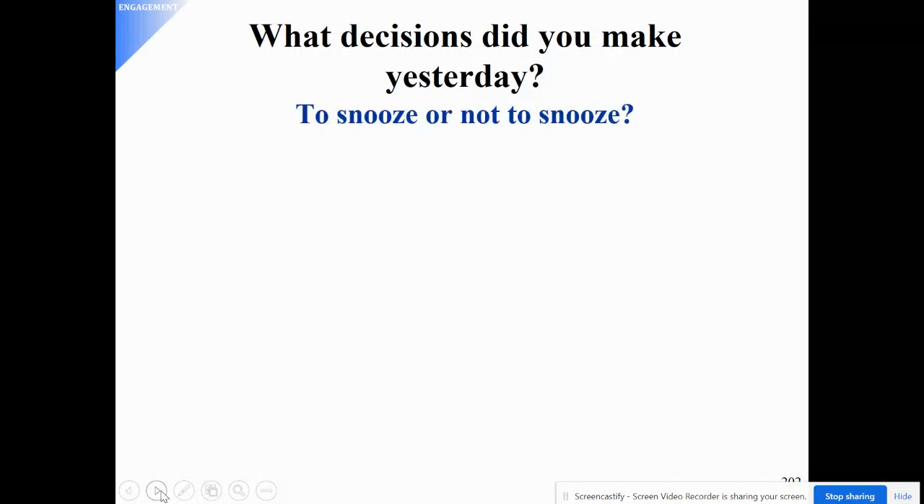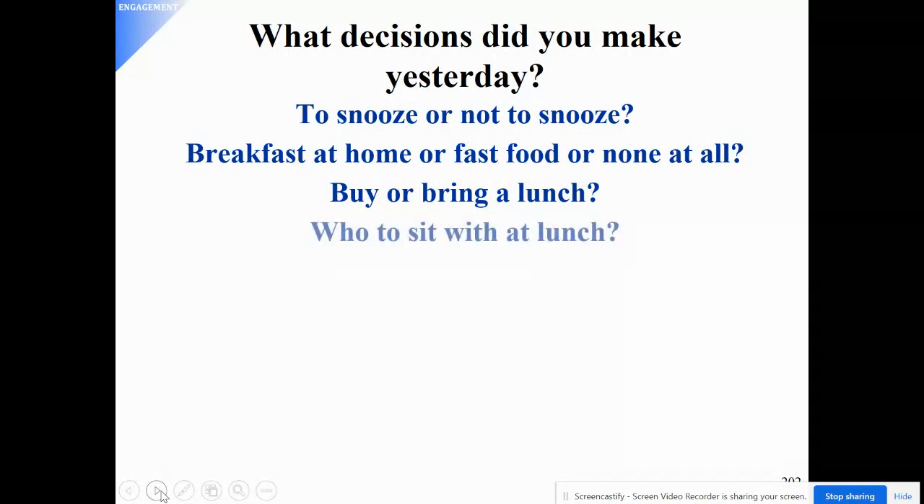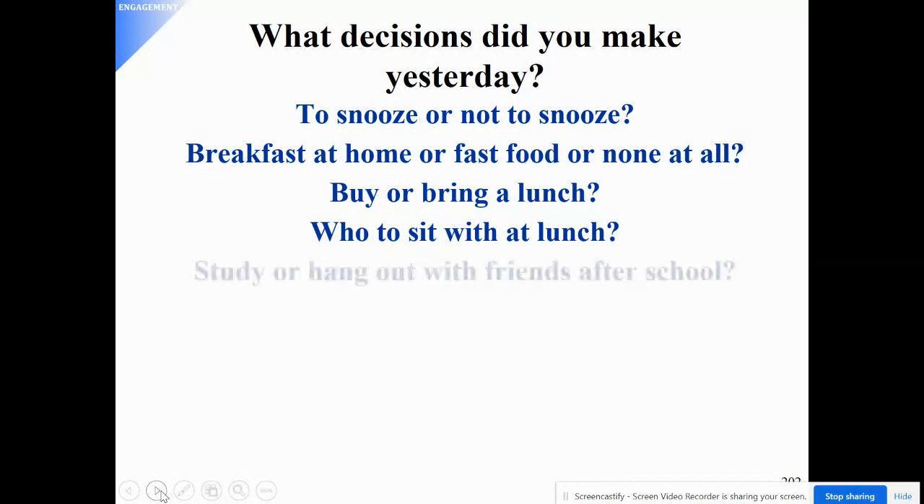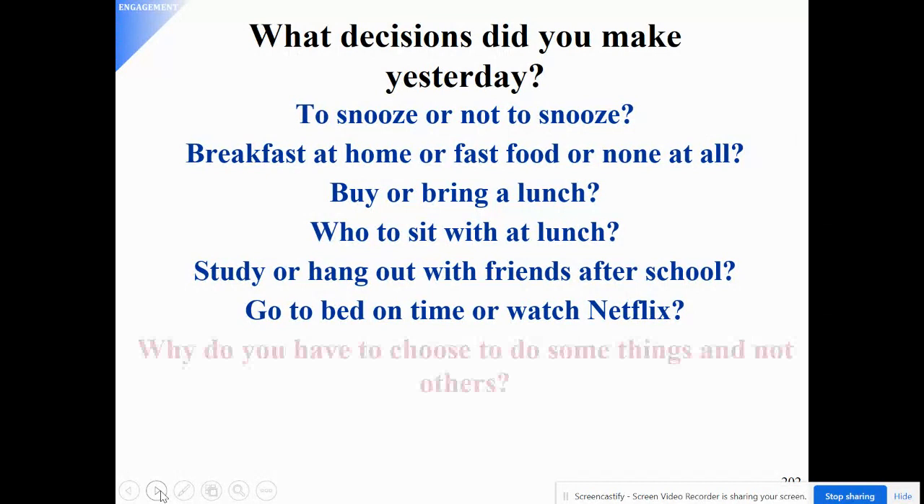So what did you do yesterday? Think about it. Did you snooze? Did you not snooze? Take a nap. What did you have for breakfast? Did you have fast food? No breakfast? So all these are decisions, and believe it or not, every time you make these decisions, like who you're going to sit with at lunch if you were at school, what do you have in common with them? Should you study or hang out with your friends or participate in an after-school activity or go get a job? Right? Do you go to bed or do you stay up watching Netflix or double tapping pictures on Instagram? So every time you make choices, you have to take this benefit versus the cost.